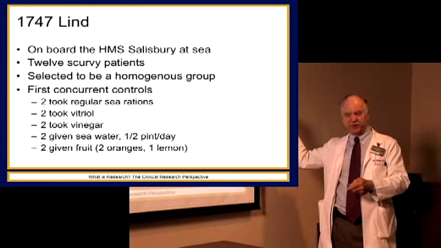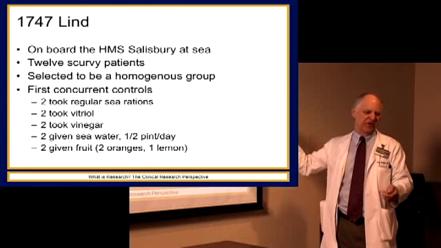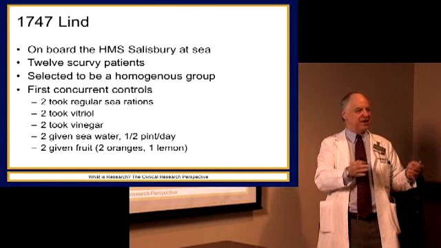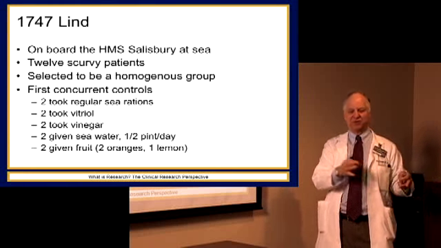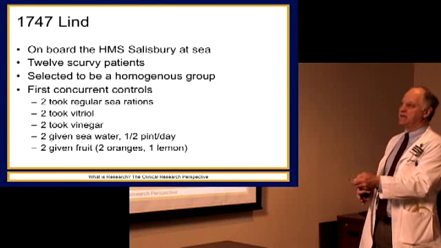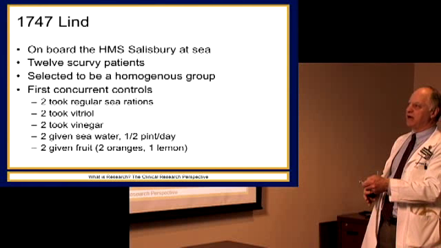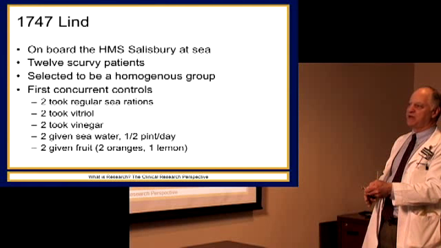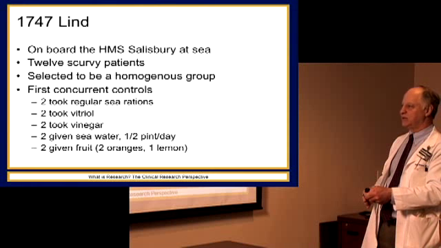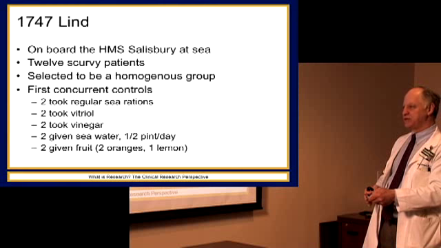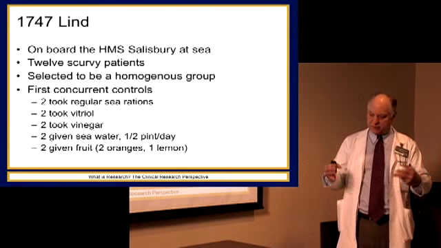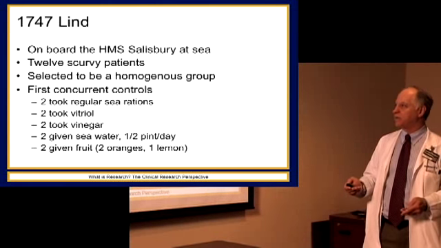Remember, the field surgeon didn't have any controls other than that he had the oil he was using before, but he wouldn't prospectively randomize people to oil versus eggs. But in this case, Lind did. He said, I'm going to give 2 of these people regular C rations. 2 will take vitriol, 2 will take vinegar, 2 will take salt water, seawater, and 2 will be given fruits, and he describes the fruits. And so he started these treatments and observed them for a period of time.